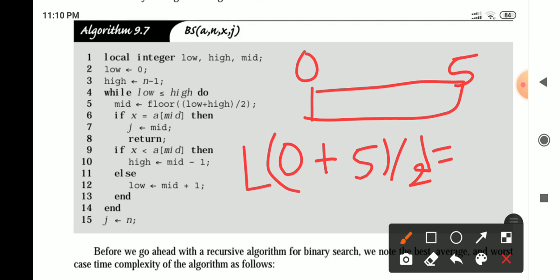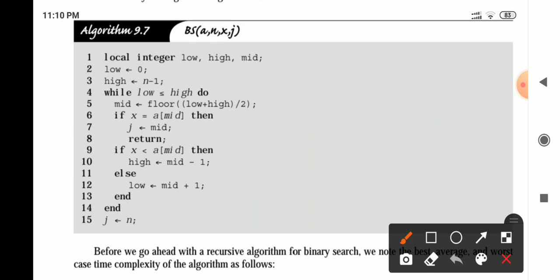The floor operator is used because the result may be a floating value. Here we get the value 2.5, but 2.5 can't be assigned to an integer value. So we take the floor of 2.5, and the floor of 2.5 is nothing but 2. So that is what we are calculating here, the floor of low plus high divided by 2.